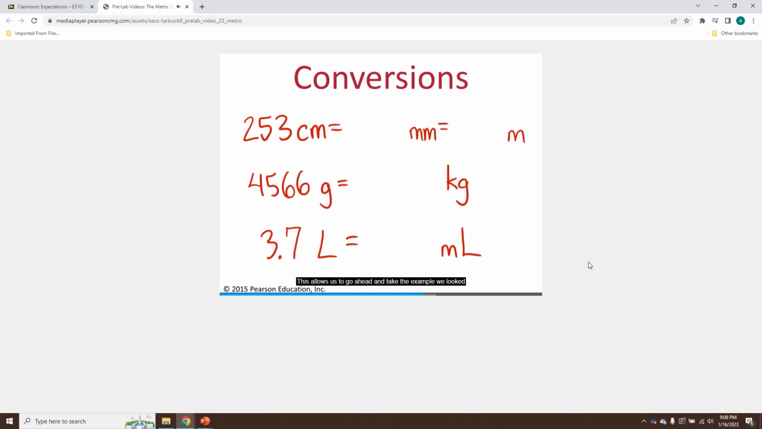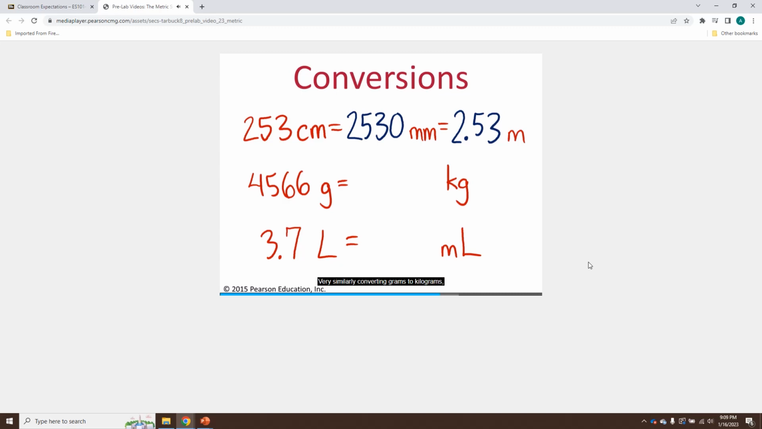This allows us to go ahead and take the example we looked at earlier and quickly work through these conversions within the metric system. 253 centimeters converted to millimeters and meters. That's pretty easy. We simply slide the decimal place over 1 space for millimeters because we're going from 1/100th of a meter to 1/1000th of a meter. And to go from centimeters up to meters, basically we slide it over to the left by 2 spaces. So we get 2.53 meters.